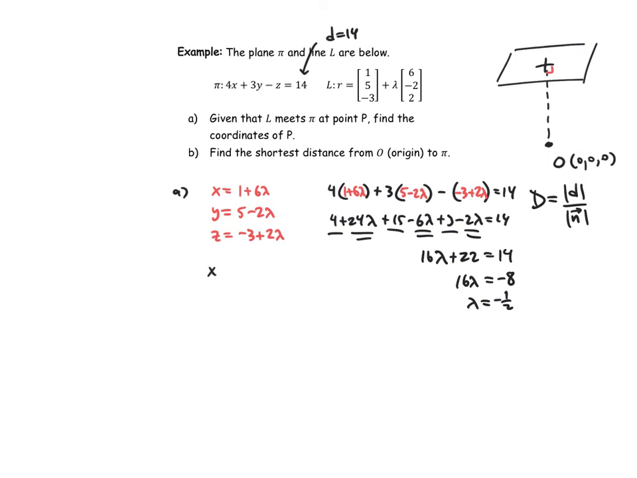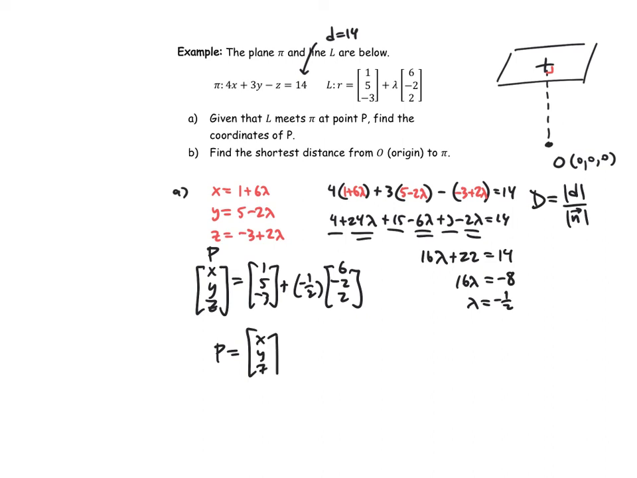That's obviously very helpful. So our point, this will be point P, will be equal to 1, 5, negative 3 plus negative a half in for lambda times the direction vector 6, negative 2, 2. Okay, it's just a linear equation, that's all it is. Thus P, which equals this point of intersection x, y, z, will equal 1 minus 3, which is negative 2, 5 plus 1, which is equal to 6, and negative 3 minus 1, which is negative 4.